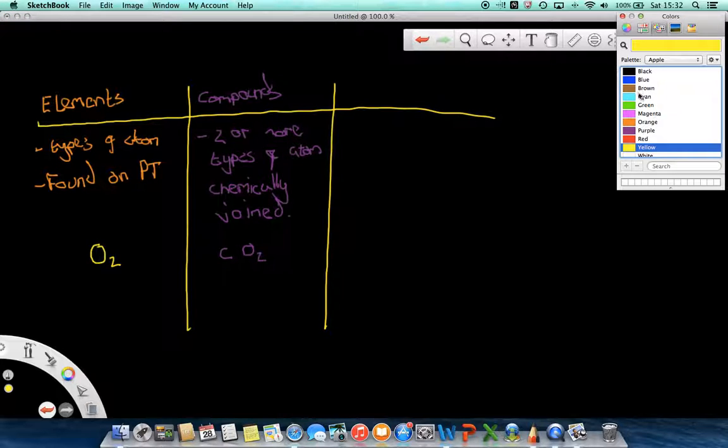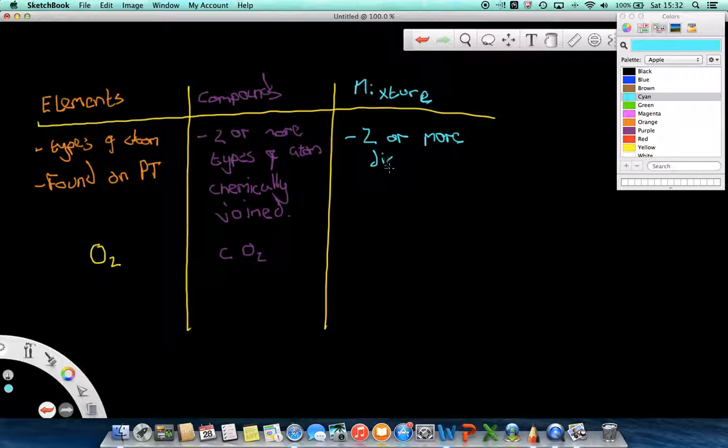The third one that you need to understand is a mixture. Okay, now a mixture is two or more different types of atoms, so two or more different types of atom that are not chemically joined. Okay, so a good example of a mixture would be, for example, air, because the air is made of lots of different types of atoms, but they're not necessarily joined together.